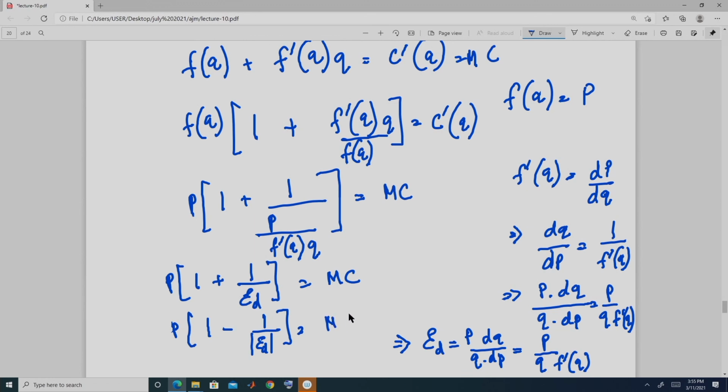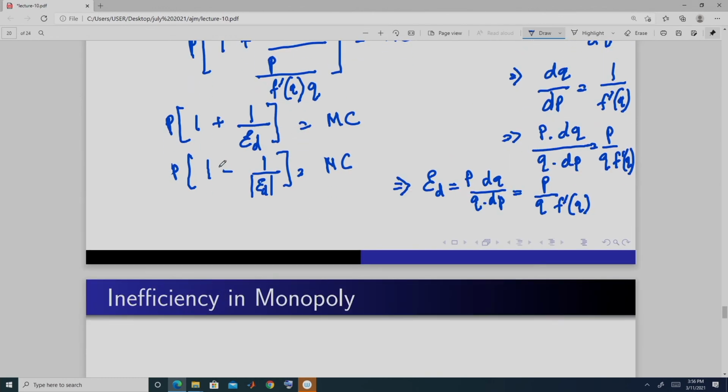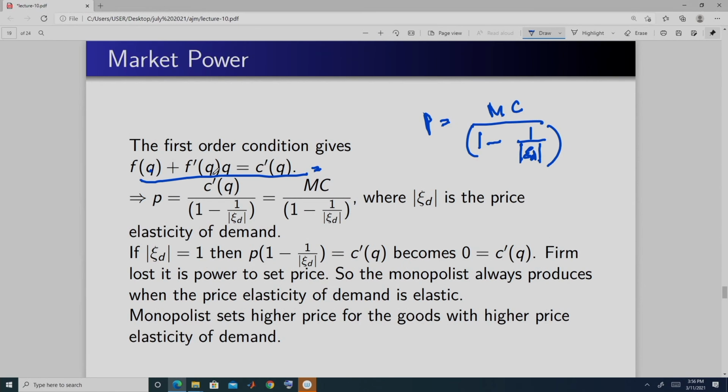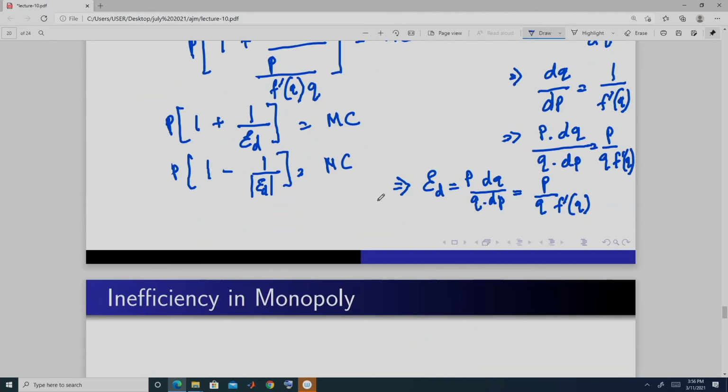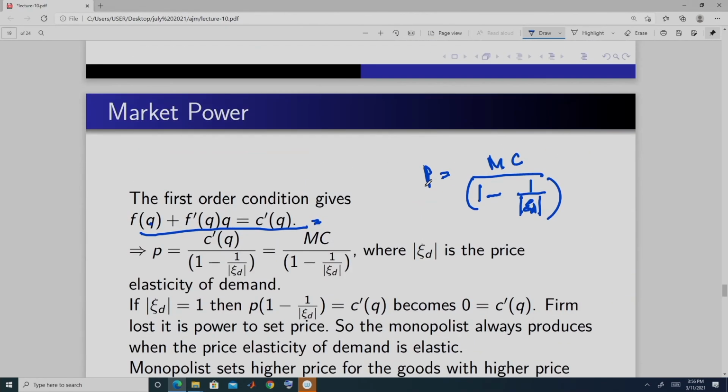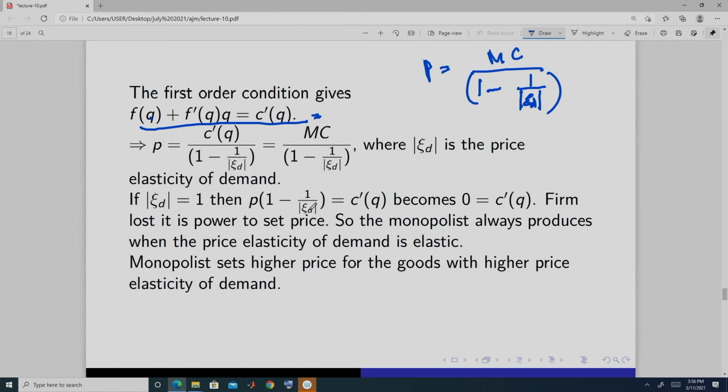We have done this, right? So for price, now we have got this equal to marginal cost. It is this. So here this is the elasticity. Now suppose at that quantity the price elasticity of demand is unitary elastic. So if this is equal to 1, unitary elastic, then this takes 0, so 0 is equal to this here. So a monopolist will not have any power to set the price.